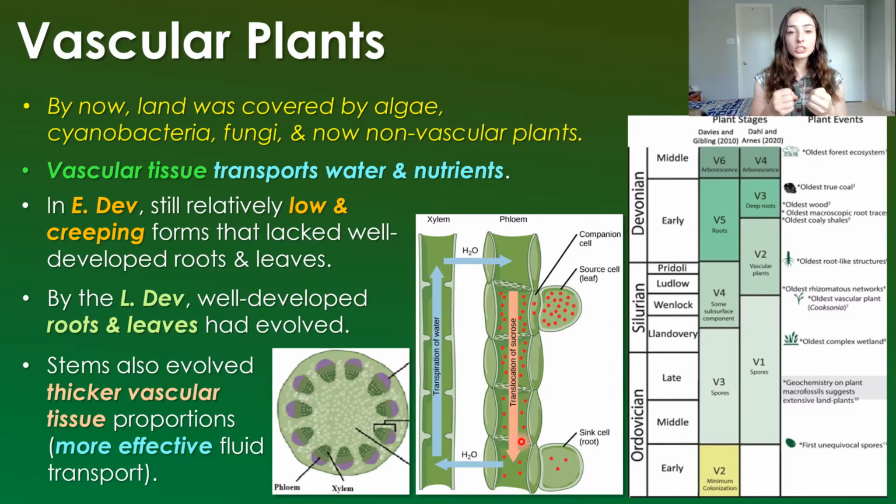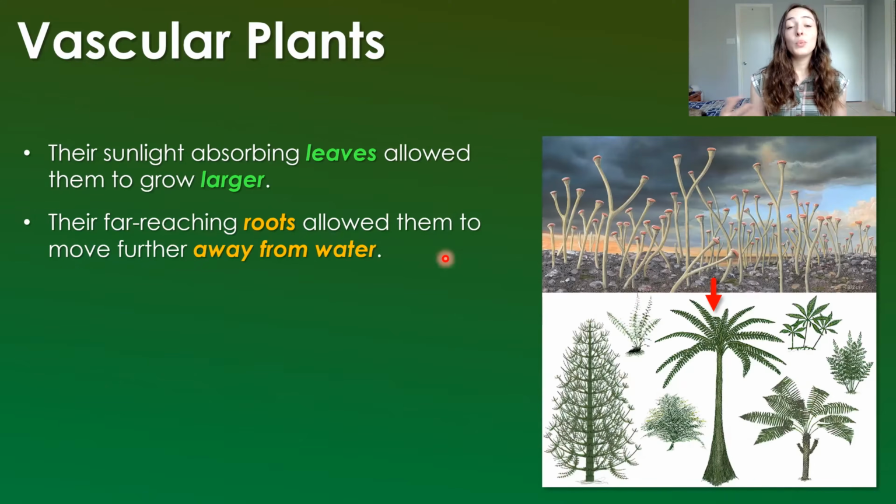But these proportions of the stems aren't always the same size, and they were getting thicker in the late Devonian when roots and leaves were also getting more well-developed, leading to more efficient transport of nutrients and water, which led to larger plants, because the larger, more well-developed leaves allowed them to grow larger, because the leaves absorb sunlight and they're what's doing the photosynthesis and providing the plants nutrients.